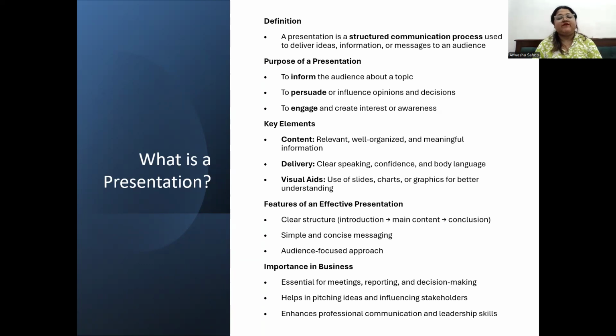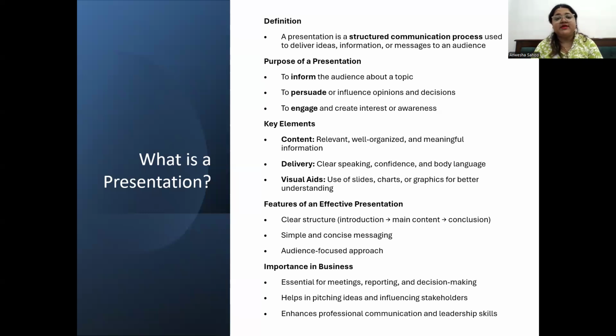So, what are the features of an effective presentation? The features of an effective presentation include a clear structure. For example, the structure should consist of the introduction part, the main content part, and the conclusion part. It should also have simple and concise messages. The audience should be the focused approach. Of course, the importance of business should be essential for meetings.